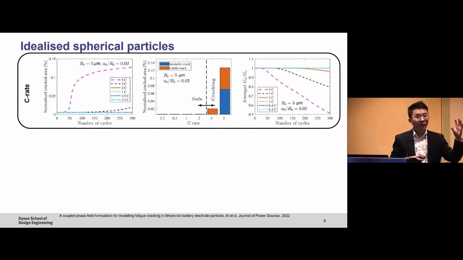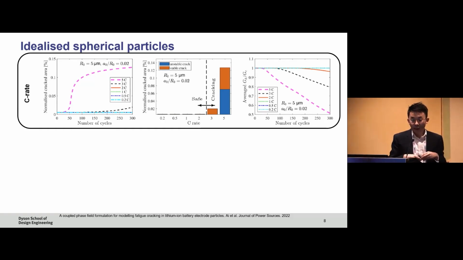Now, if we retain our idealized spherical particles for a moment, you might say, okay, that's all good and well. I know cracks exist. But how is that useful for me in terms of designing my material? Well, what we can do is we can take these phase field models and then we can change different parameters. So first of all, if we assume that we have a 5 micron cathode particle and we have a crack size which is approximately 2% of the radius of the material, we can obviously run through different C rates of that particle.